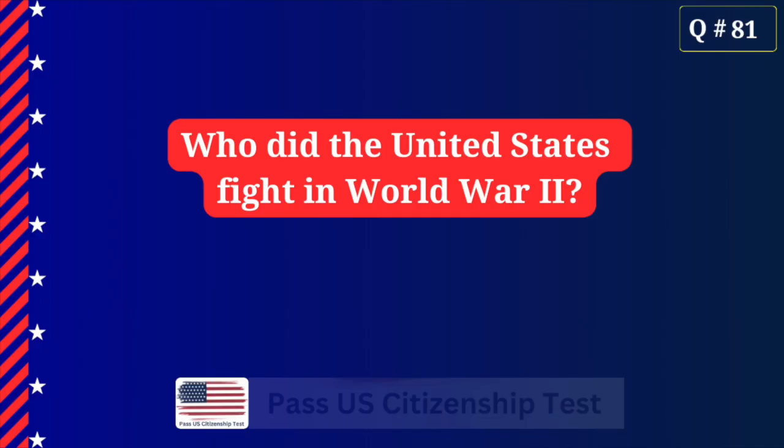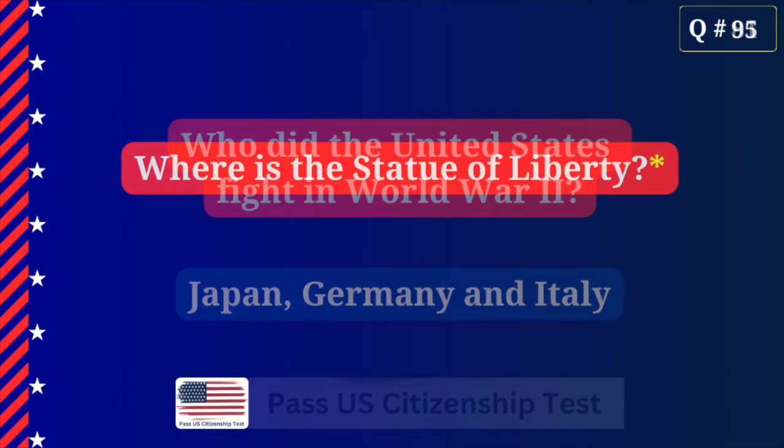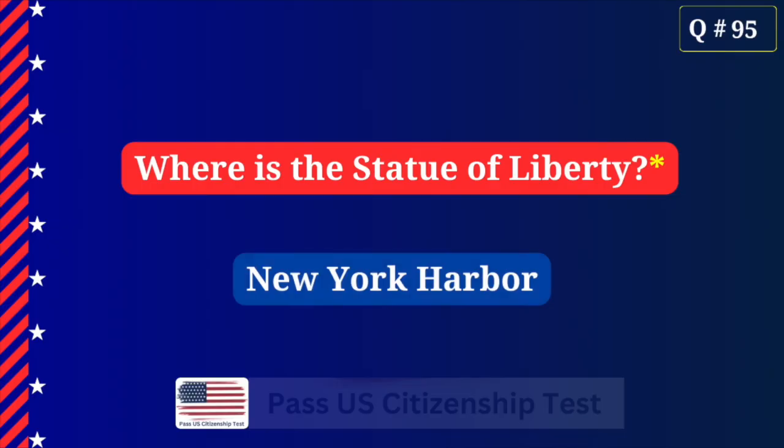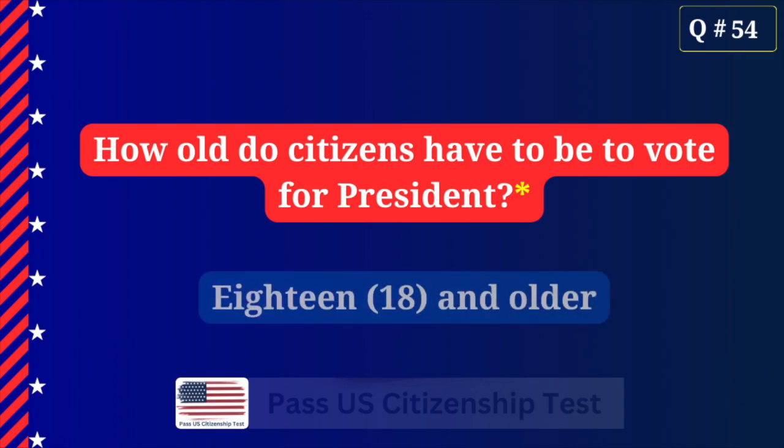Who did the United States fight in World War II? Japan, Germany, and Italy. Where is the Statue of Liberty? New York Harbor. How old do citizens have to be to vote for president? 18 and older.